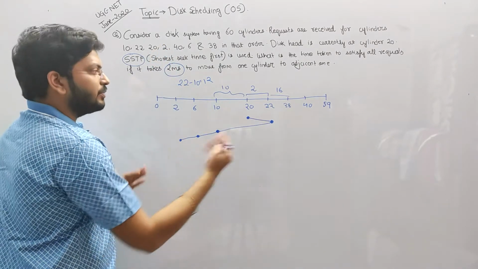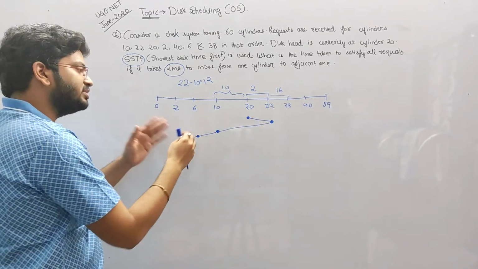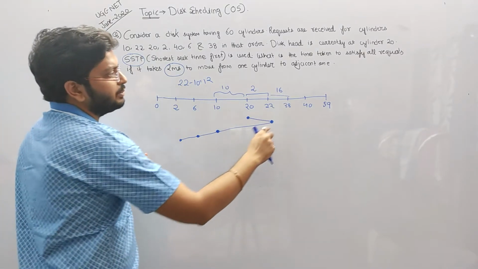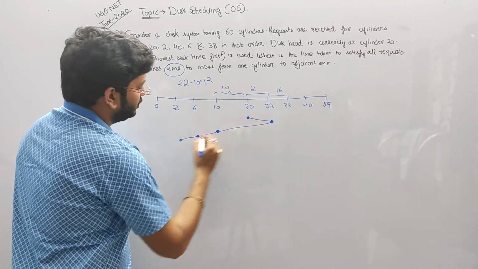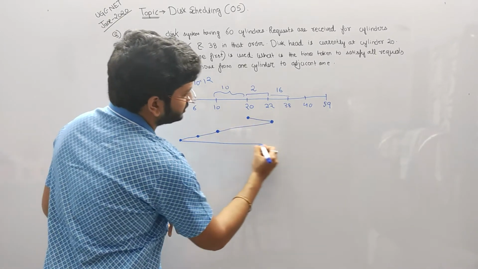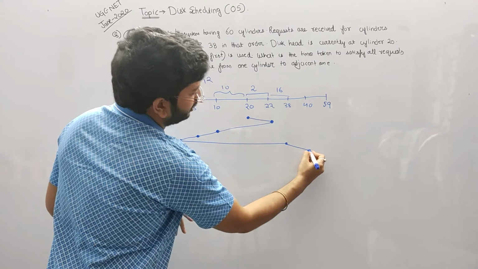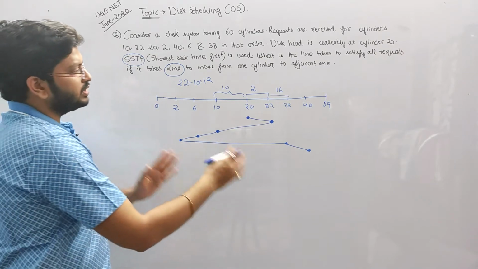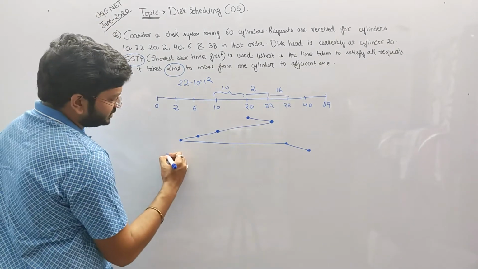Now you can move towards the right, because towards the left every request has been serviced, and the remaining requests are 38 and 40. So I will simply move directly towards 38 and then towards 40. Now you can see all the requests have been serviced as per the algorithm. Now I have to calculate the seek time.